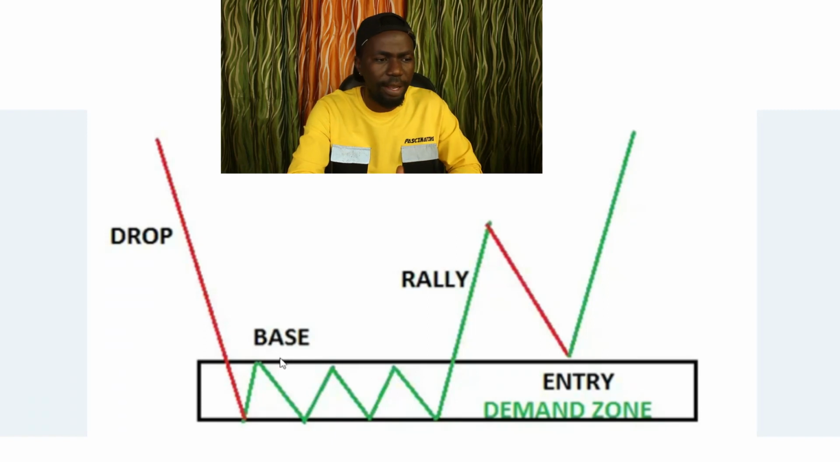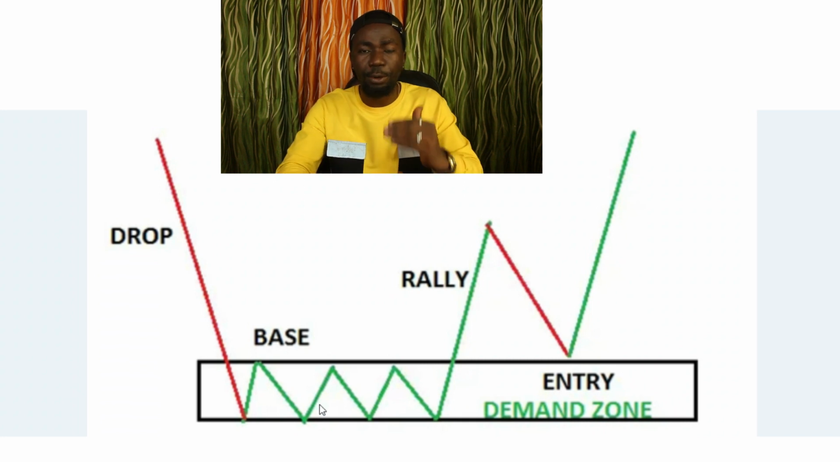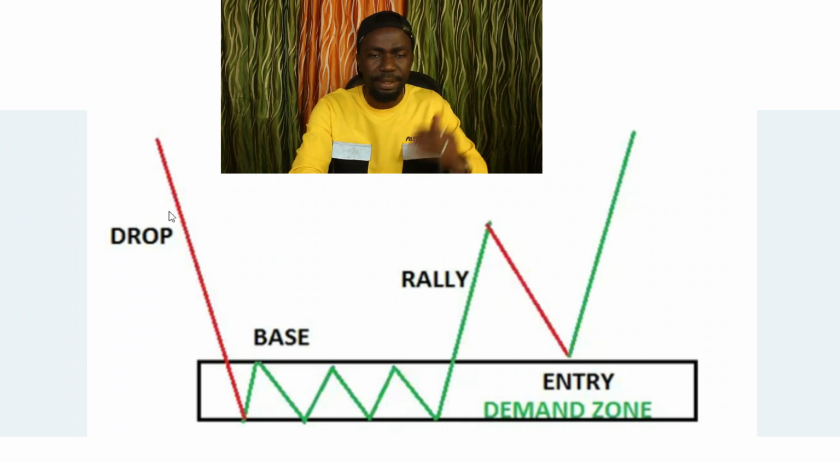So the next one we have here is known as the drop based rally. The drop based rally means that the market was formerly in a downtrend. You can see the move from here. The market was formerly in a downtrend. Then when the market got to here, it started to consolidate. That's when we have the base. So base means consolidating, while drop means downtrend.